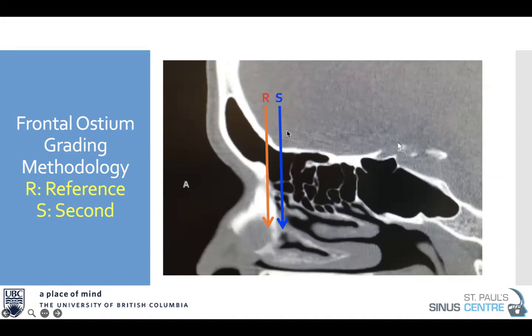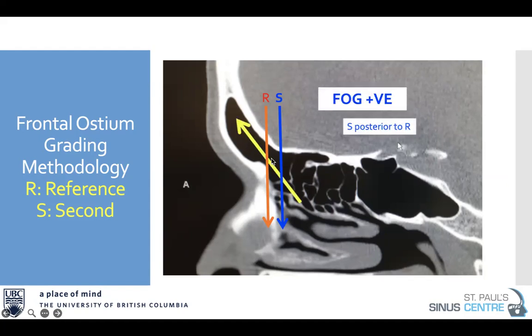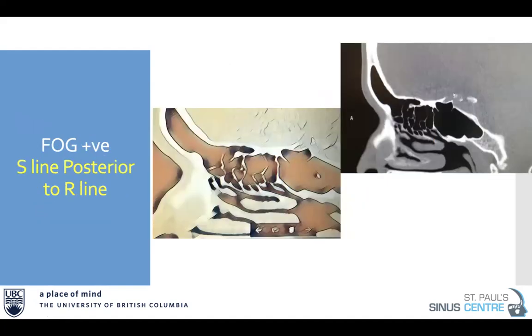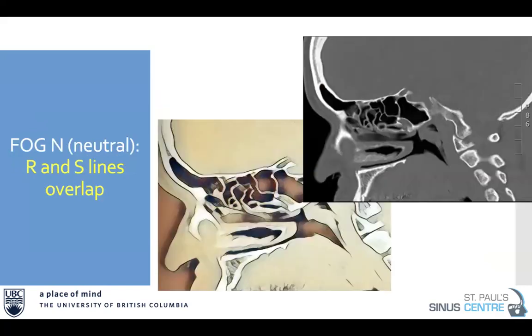If this second line is behind the reference line, then it's a FOD positive because the S is posterior to the R, and this is the easiest frontal recess for you to dissect in. So when you're doing your first few cases, particularly as a staff person, make sure you're only working on FOD positive cases as you build some confidence. So again, a FOD positive, okay? Just to remind you of what it shows.